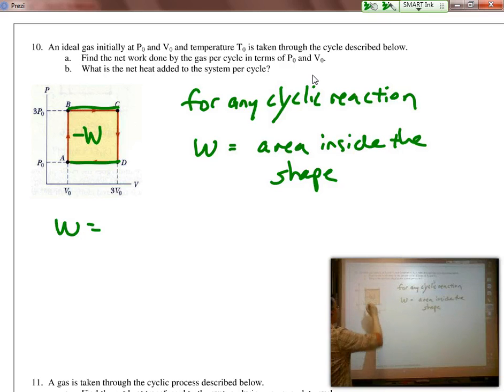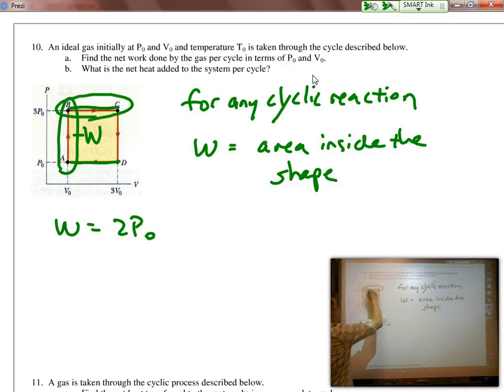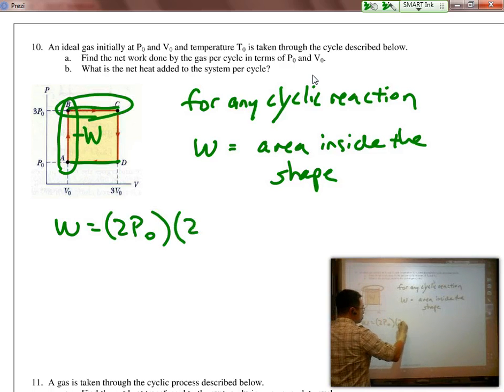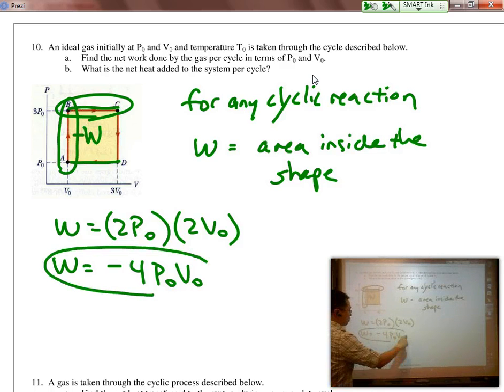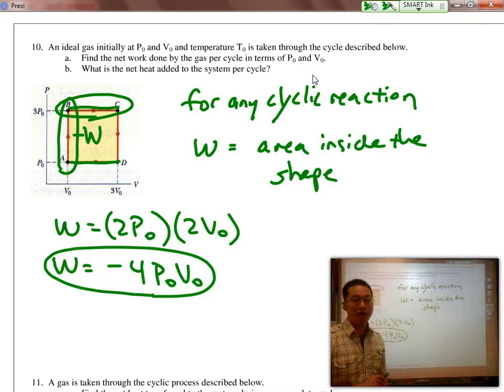The work is equal to, so the height over here is 2 PO. The width is 2 VO. So total work done would be 4 PO VO, which is of course negative because the B to C is a negative work being done as the volume increases. So this is the quick and easy answer to part A.